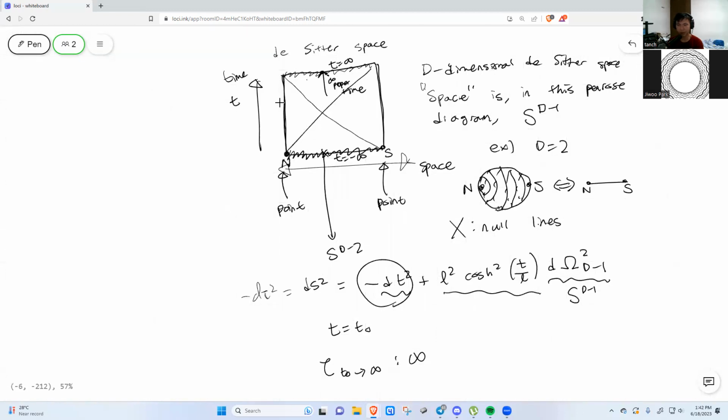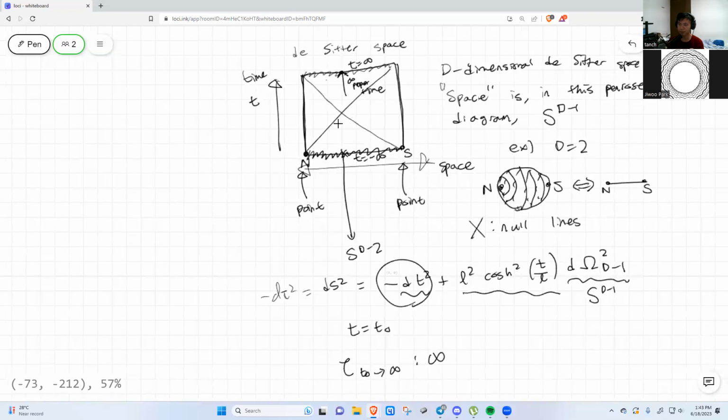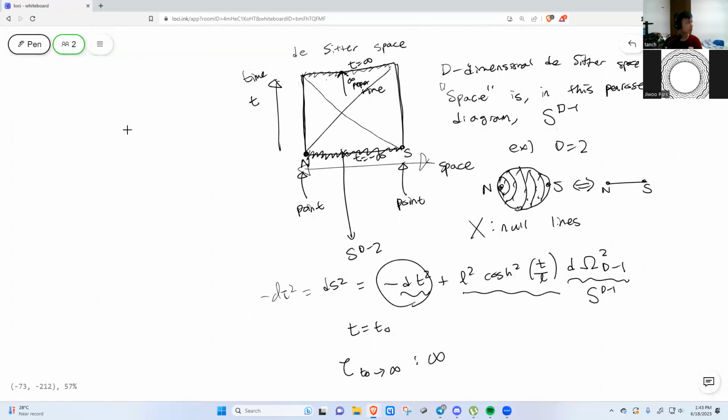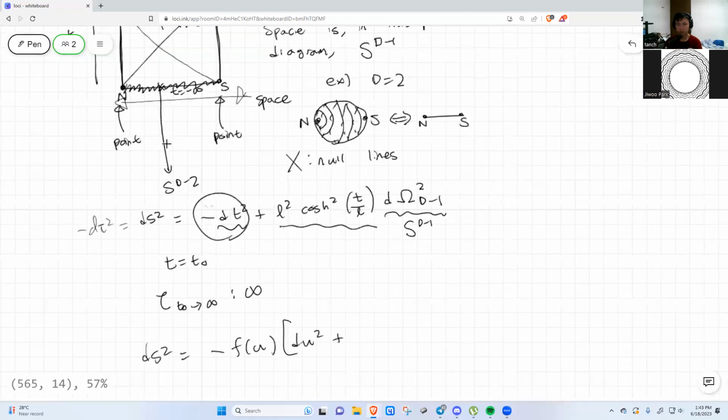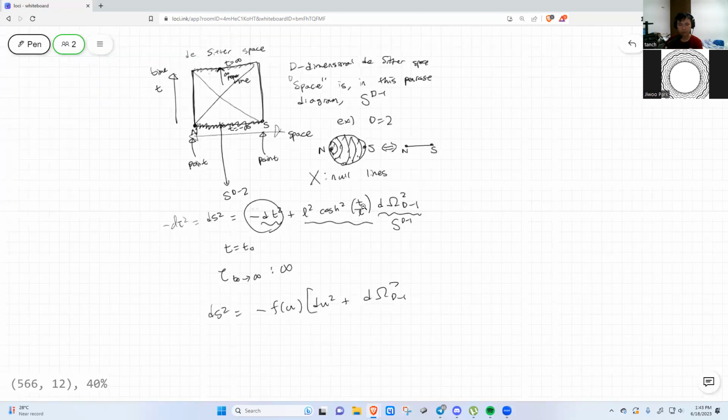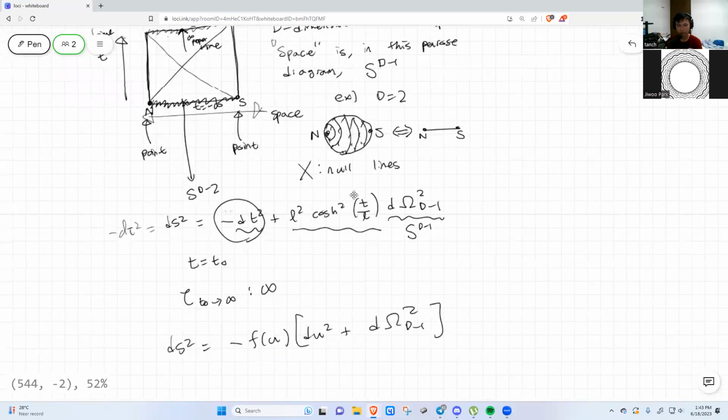Do you happen to remember the conformal mapping at the top of your head, like du squared and dv squared, I think? Yeah, I think you can work it out yourself, but let me show you how I would do that. I will try to create a situation where ds equals some function of u times du squared plus d omega d minus one squared. This is what I would want, I think.